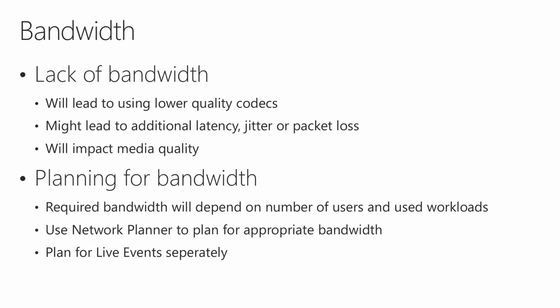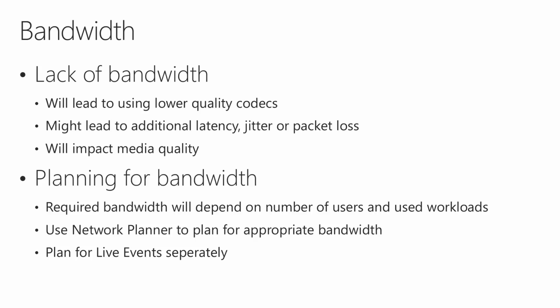Finally, the bandwidth. It is important that you have enough bandwidth for all the information to go through your pipe. Lack of bandwidth will lead to using lower quality codecs. Teams is smart enough that it realizes, oh, wait a minute, to have a high quality call, we're using this wideband codec, but it uses a lot of bandwidth. So maybe because there is not enough bandwidth, let's switch back to a narrow bandwidth codec. It will lead or might lead to additional latency, jitter, or packet loss because packets are delayed, packets might arrive in the wrong sequence, or they might be dropped altogether. And all of that will impact media quality.